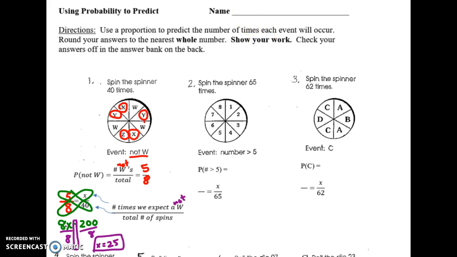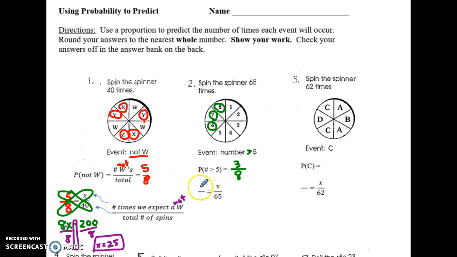Now we're going to work on this spinner. This spinner is a little different. It has the numbers 1 through 8. And the event we're interested in is landing on a number that is greater than 5. So I always like to look at my spinner and I like to circle the sections that I'd be happy with. All these places end up with a number that's greater than 5. There are 3 of them out of, remember we said there are 8 sections on this spinner? So the probability of getting what I want, a number greater than 5, is 3 out of 8.